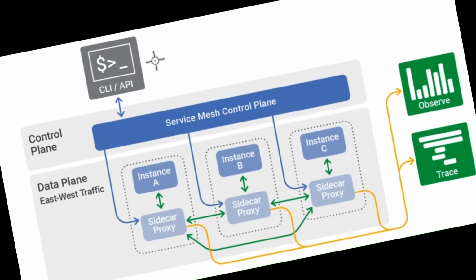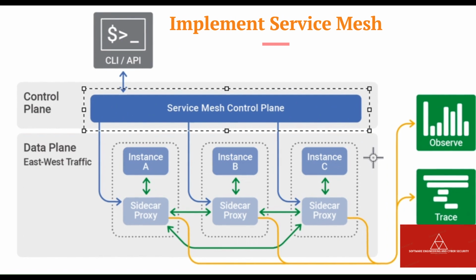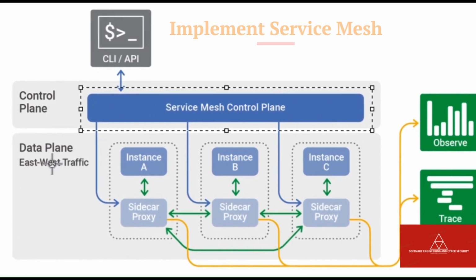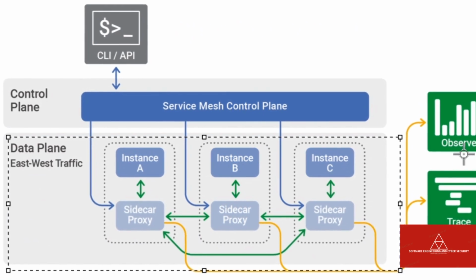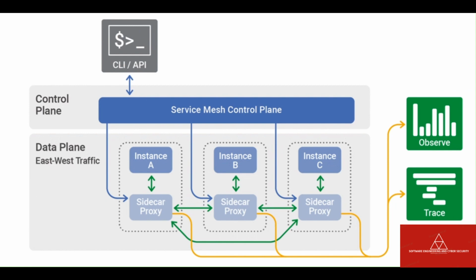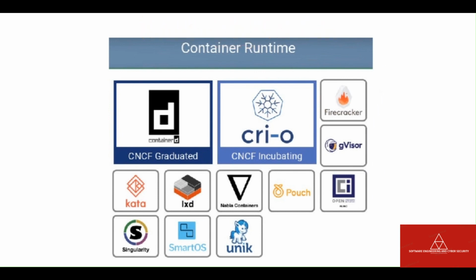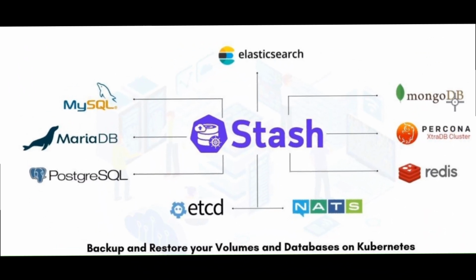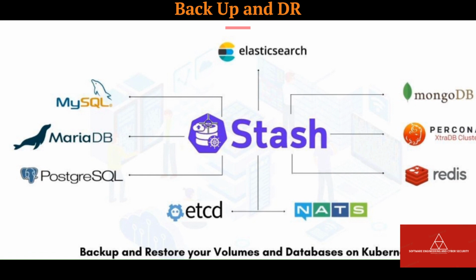Use service mesh. Implement a service mesh like Istio or Linkerd to enhance security by adding features like traffic encryption, access control, and monitoring. Runtime protection. Implement runtime security solutions to detect and mitigate threats within running containers, such as Falco or Sysdig Secure. Backups and disaster recovery. Regularly back up critical data and configurations. Test disaster recovery procedures to ensure you can restore your cluster in case of a breach or failure.